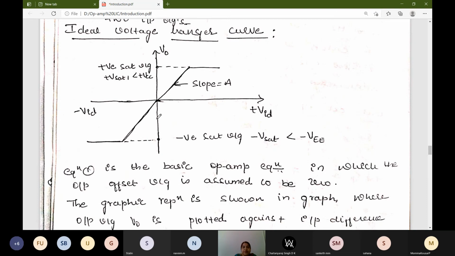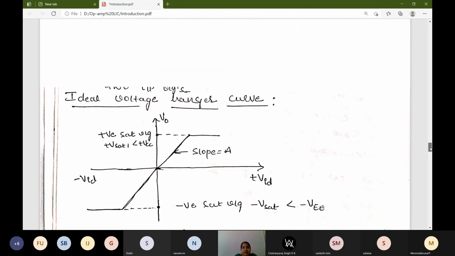That slope is shown here, and this slope represents the gain, capital A. Slope represents the gain of the amplifier. Without any feedback, the gain of the amplifier is very high, nearly 10 to the power 5 to 10 to the power 6. If you give a very small signal as input, it will be amplified very heavily, to a huge signal.